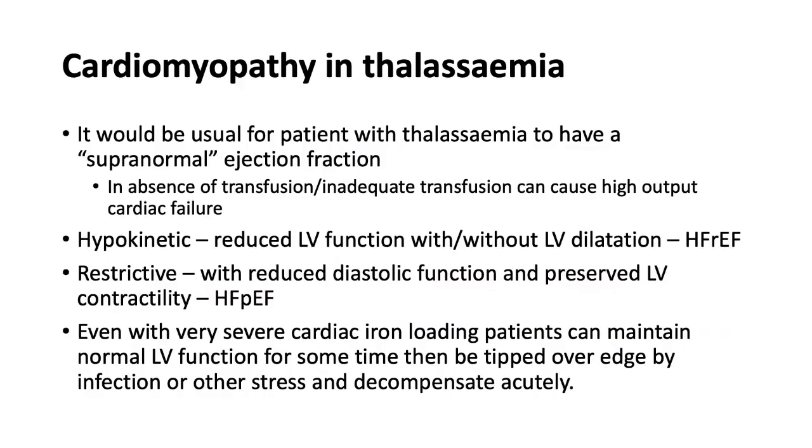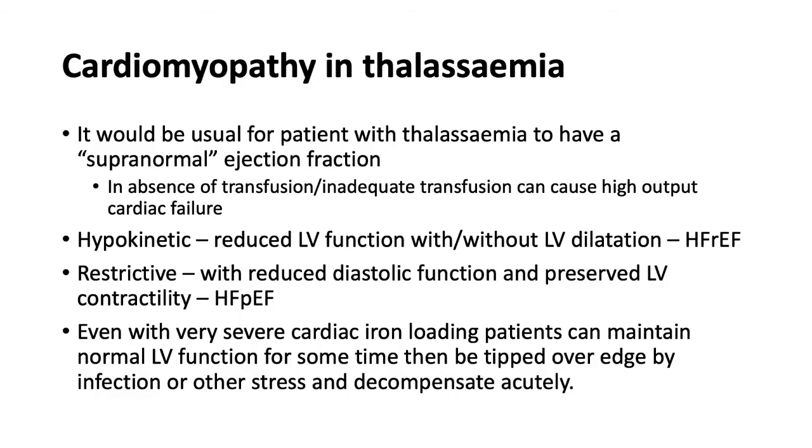Okay, so I've already talked about this idea of having a supranormal ejection fraction in the steady state in patients with thalassemia. The types of cardiomyopathy you can get can be either a hypokinetic cardiomyopathy, where you have reduced cardiac function without any dilatation, or a restrictive one, heart failure with a preserved ejection fraction or a reduced ejection fraction. In a hypokinetic, it will be reduced ejection fraction. In a restrictive, it will be a preserved ejection fraction, and you can get that in an infiltrative iron cardiomyopathy. You can get either.